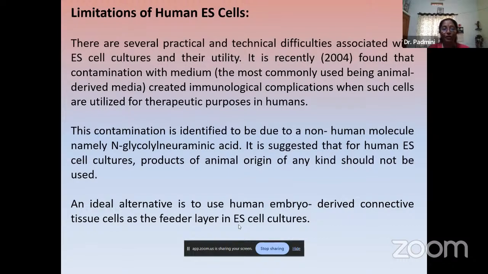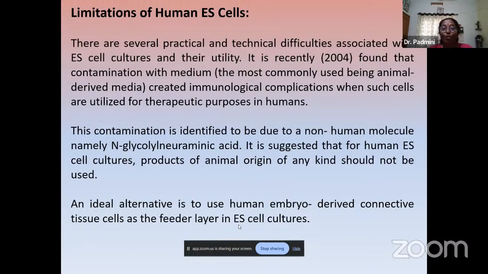Why? Because when you use this media for the growth of our cells, in that media you have this non-human molecule, N-glycolylneuraminic acid, which gets attached to the cells, and these are the ones that cannot be digested or used, because you don't have an mRNA to decode that information.